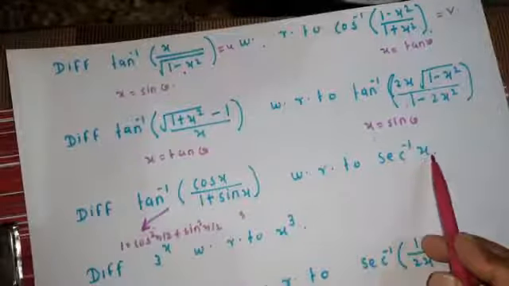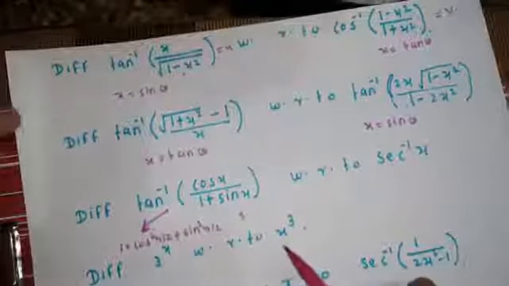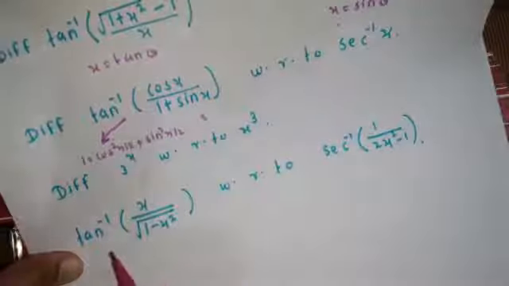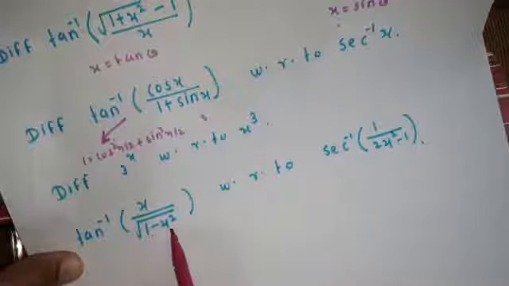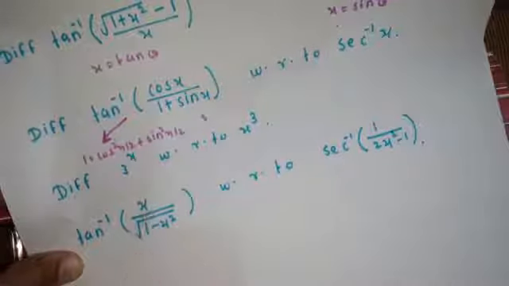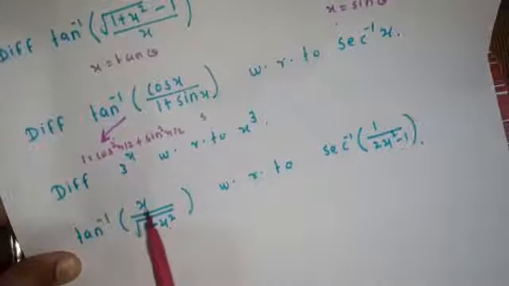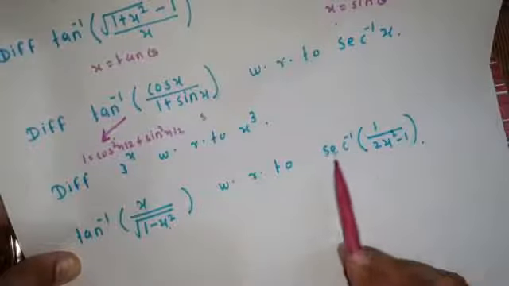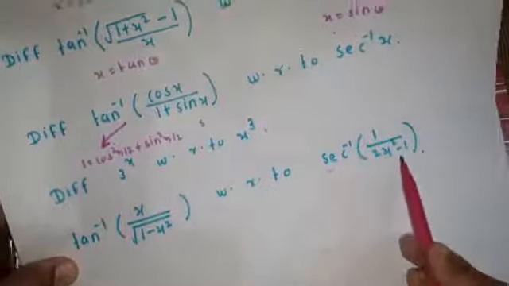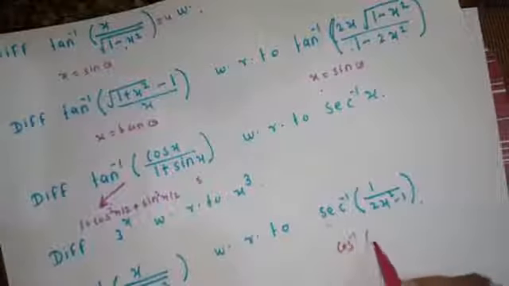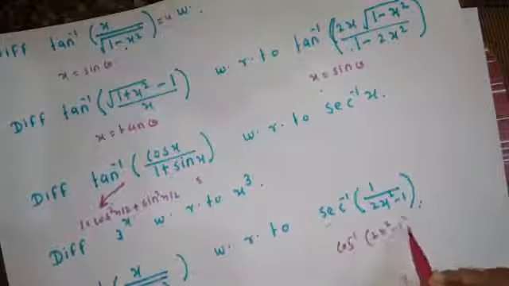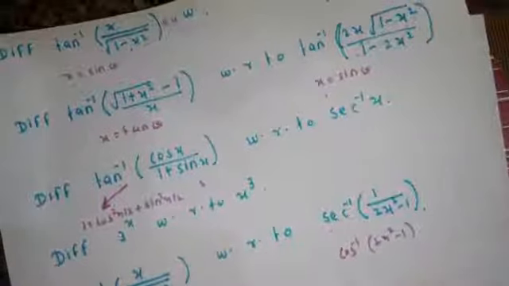And directly we have to differentiate with sec inverse of x. And this type of problem, the first problem, we have solved. And in this problem also, tan inverse of x upon square root of 1 minus x square, put x equal to sin theta, that is sin theta upon cos theta, that will be tan theta. Sec inverse of 1 upon 2x square minus 1 will be cos inverse of 2x square minus 1. Put the values, you will get the answer.